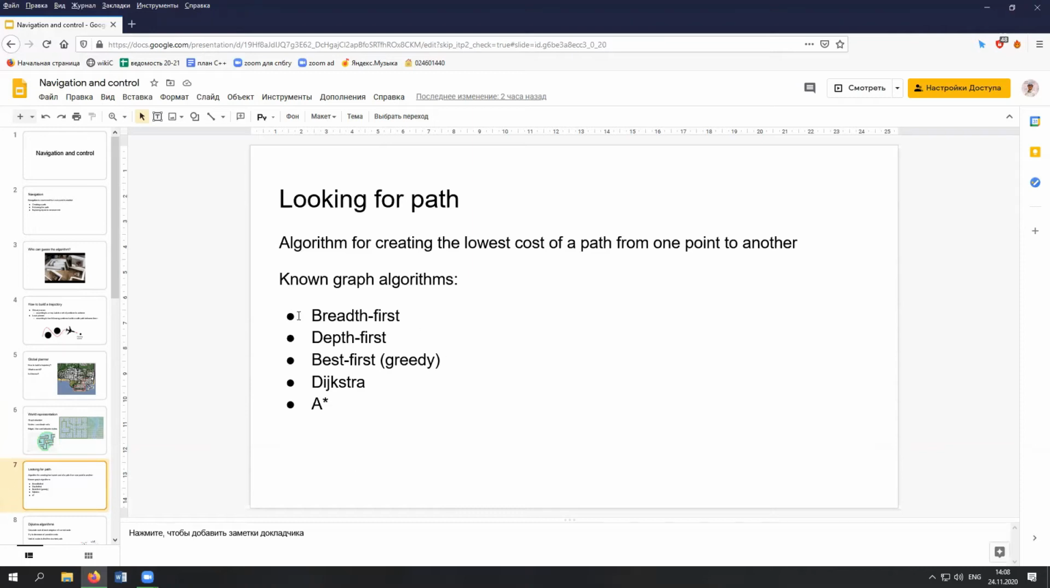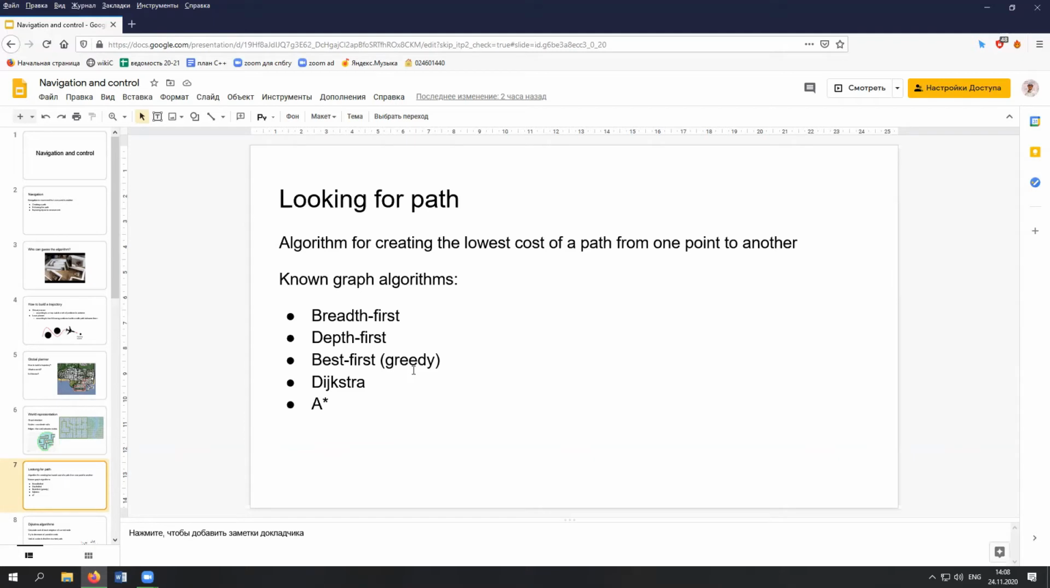Well, they're described on the slide. The easiest are breadth first and depth first. Then also well known is the greedy algorithm, and you also know about Dijkstra and A-star algorithm.